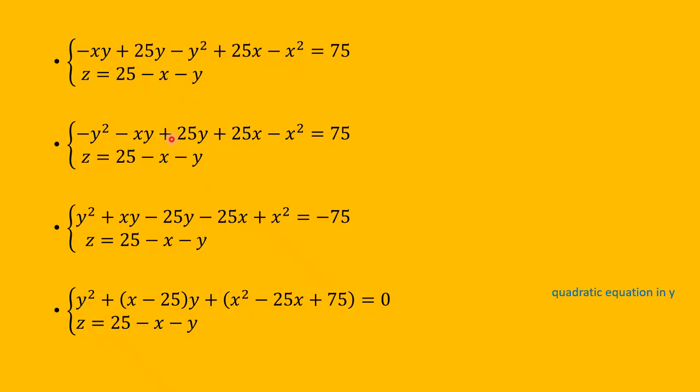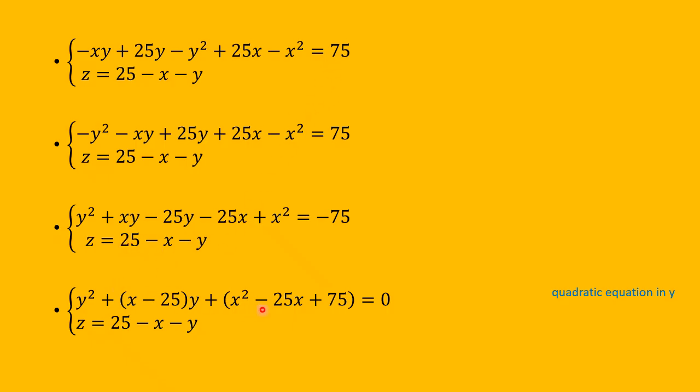Okay, so let's see. Going from here down to here, we just rearranged terms a little bit. We put the minus y squared term first, minus xy is the second term here, 25y is here, 25x is here, minus x squared is here, 75 on the right side of the equation. The second equation didn't change. Multiply this first equation by minus 1, and we get y squared plus xy minus 25y minus 25x plus x squared equals minus 75, and z is going to be 25 minus x minus y.